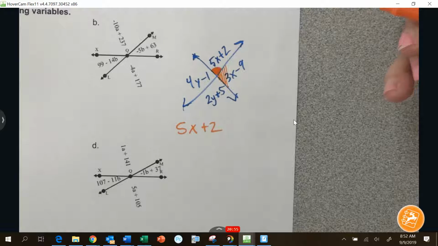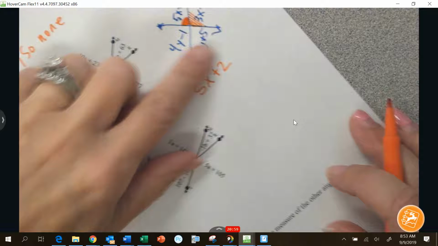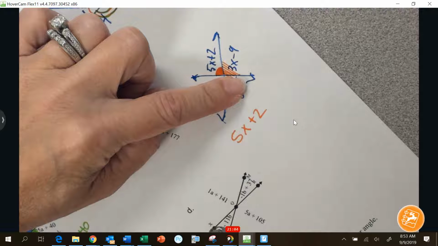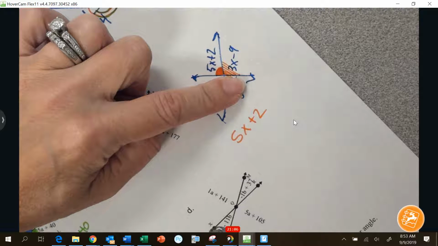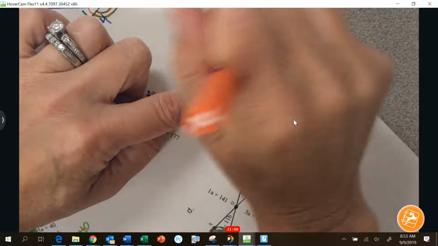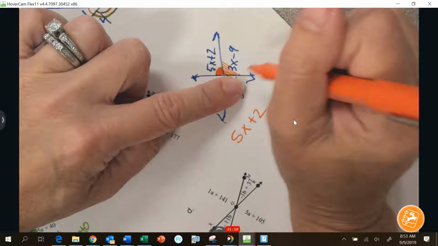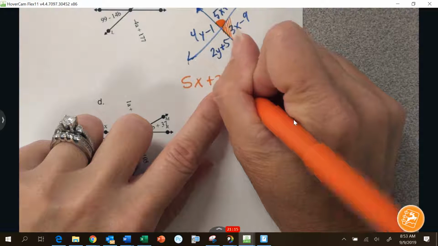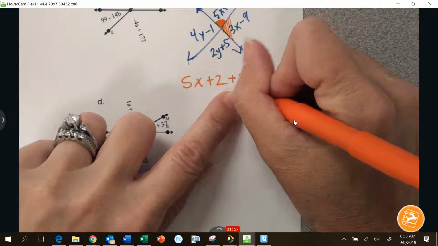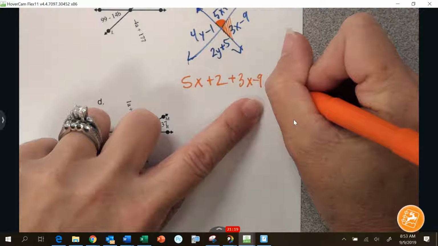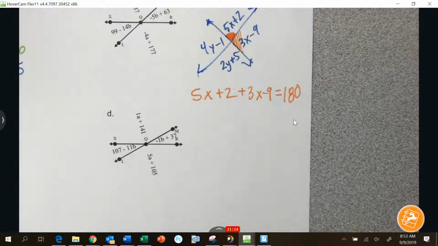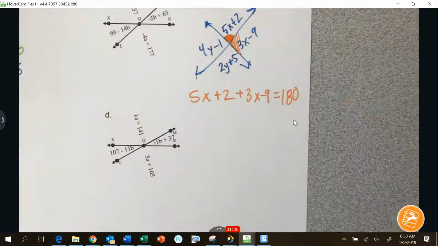Are they congruent? I mean, I'm going to look at them and I'm going to say I think congruent. I'm not allowed to assume anything. They're supplementary. How do you know? They make a line. Okay? So if they are supplementary, instead of doing equal, what are we going to do? Plus 3x minus 9 equals 180. So we're just using what we know about supplementary and setting up an equation.